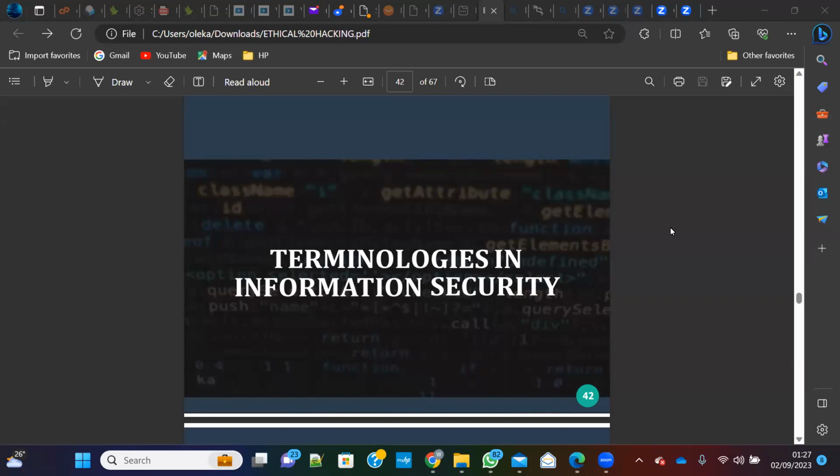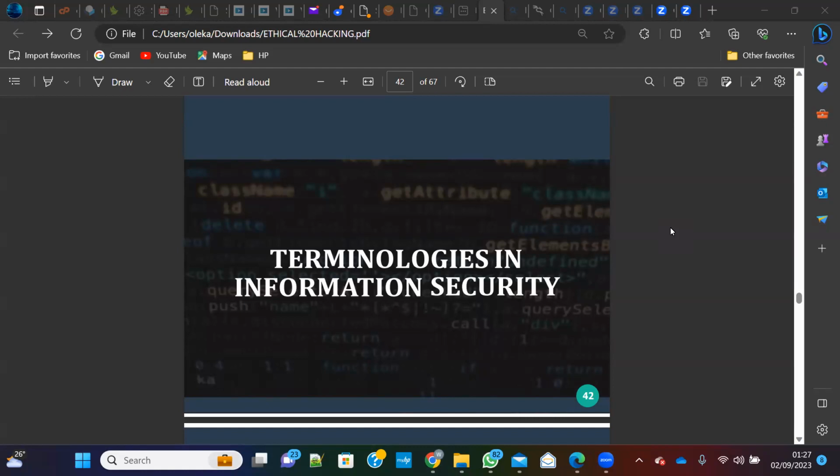We are still on introduction to cybersecurity. I'm targeting CEH, that's Certified Ethical Hacking. So in this session, we are going to be looking at the terminologies in information security. Terminologies in information security.